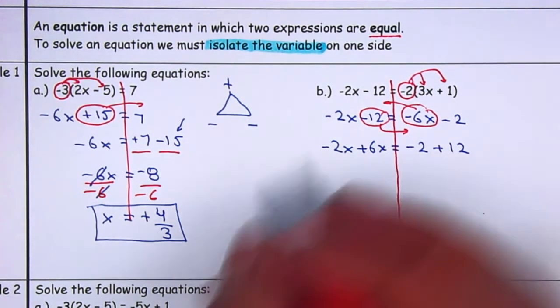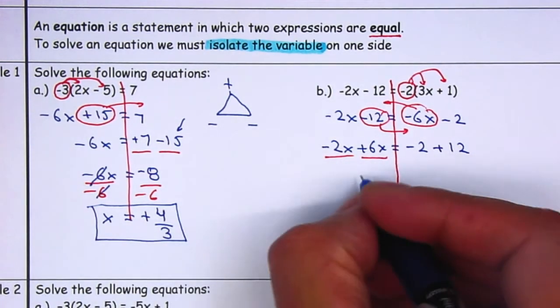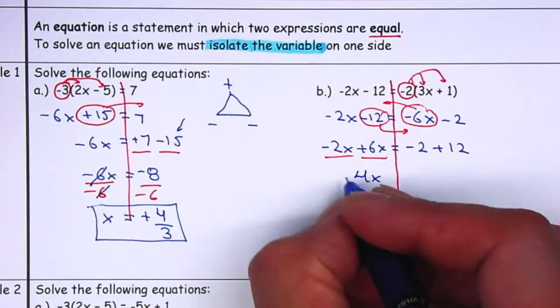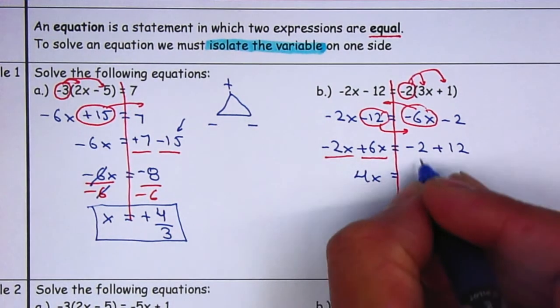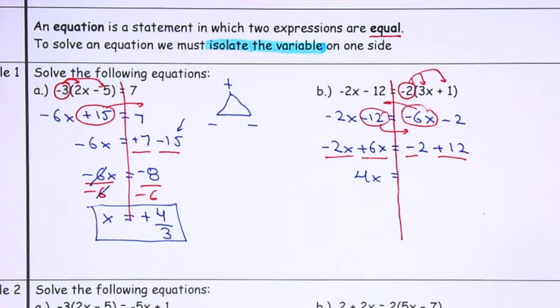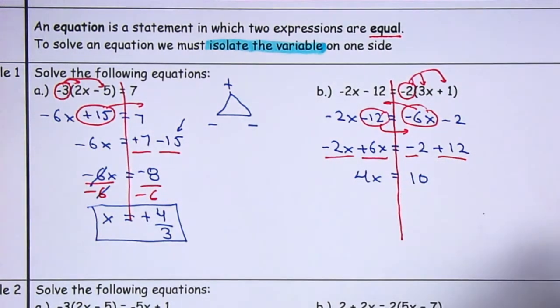We're going to combine all like terms. They have different signs, so I'm going to subtract the x's and keep the sign of the bigger number, so it'll be positive. On the right, they have different signs. That's a -2 and a positive 12. I'm going to subtract and keep the sign of the bigger number, which will be positive.